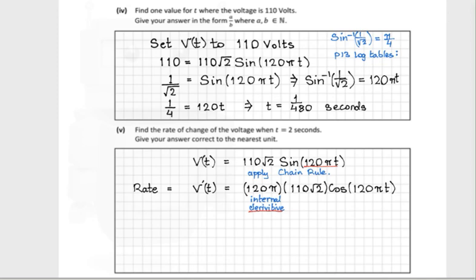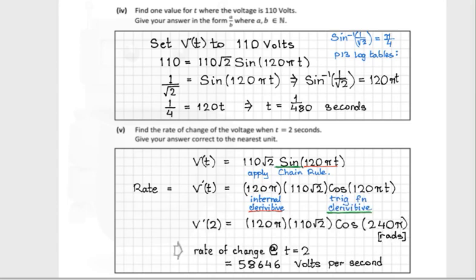So we have the 120 pi t. The rate of change of that function is 120 pi. Multiply it on. Change the sign to cos, and that will be the trigonometric function. All we need to do now is substitute in our time. Substitute in t is equal to 2.